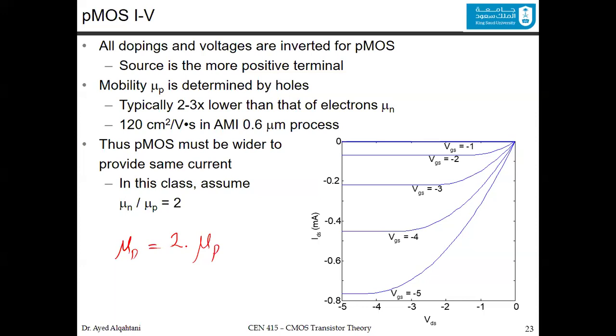If you want to draw what we discussed for the NMOS for the PMOS, you will have curves like this. It's in the third quadrant of the XY plane, where VDS has negative values and IDS also has negative values.